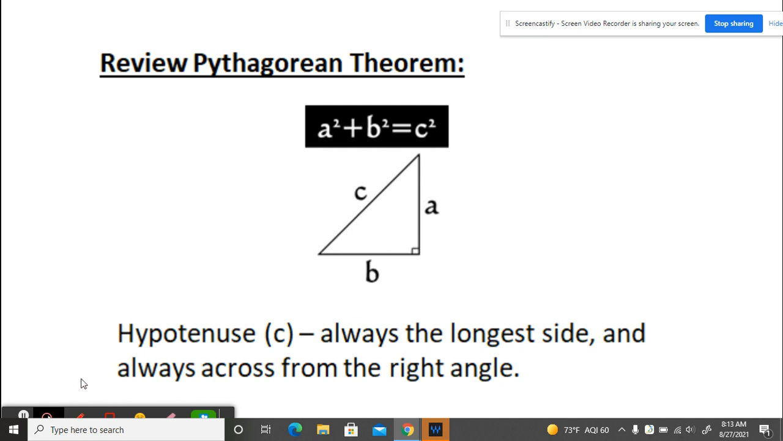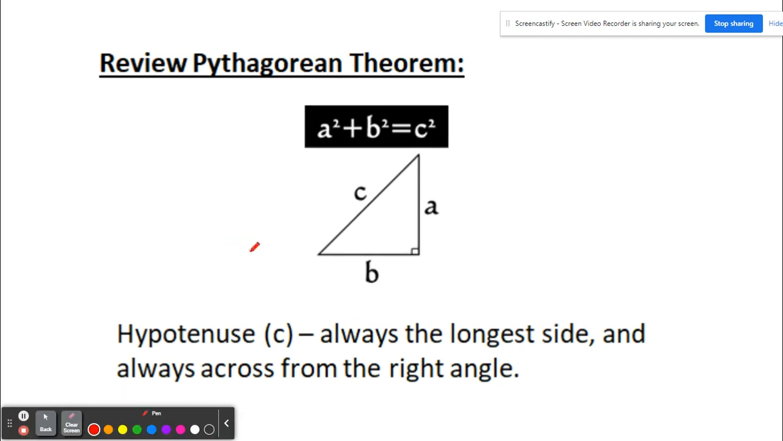A couple of things we need to be aware of is that in this right triangle, this is our hypotenuse. I'm just going to abbreviate it. A hypotenuse is always the longest side, so it's always the biggest side of the right triangle, and it's always across from the right angle. So here's the right angle right here, and that's where the C in our formula comes from.